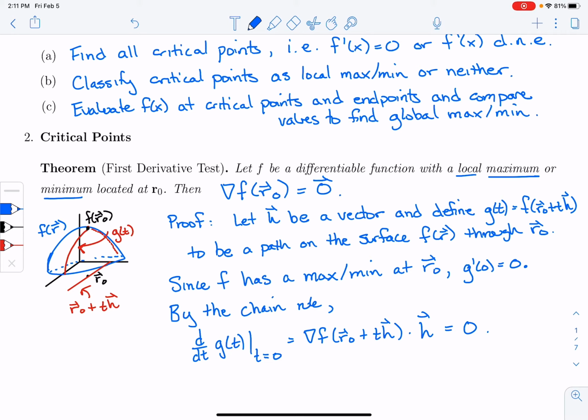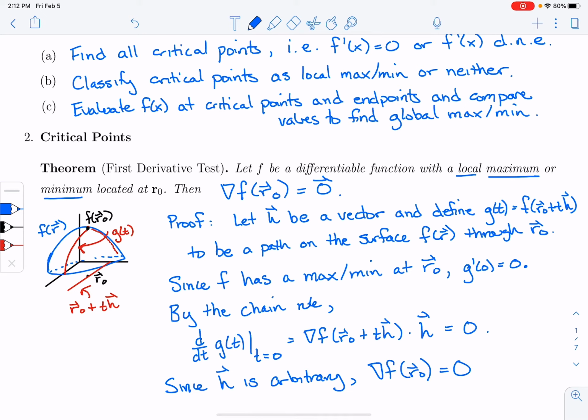But this direction h that I picked, h is just a vector and it's arbitrary. So since h is arbitrary, it could be any direction, then it's not the dot product that's making it 0. It must be that the gradient of f at r0 is 0. And this is going to show essentially that if a maximum or minimum occurs, then the gradient must be 0. So that's going to give us our definition of critical points. Critical points are going to be points where the gradient is 0.